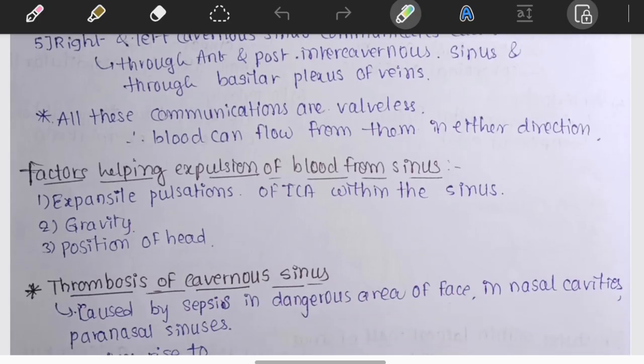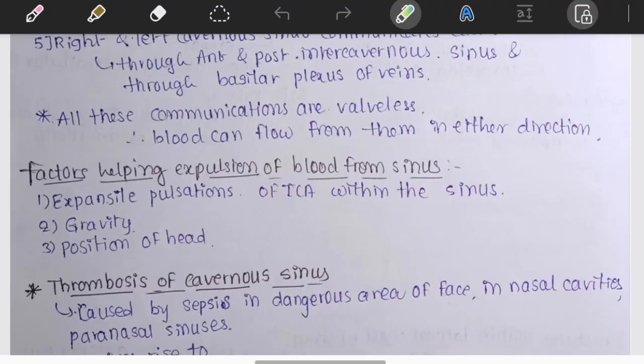Expansile pulsations of the internal carotid artery. Remember, the internal carotid artery runs inside the cavernous sinus. With every heartbeat, the artery expands slightly. This pulsation helps move venous blood forward. Think of it as a tiny internal pump.